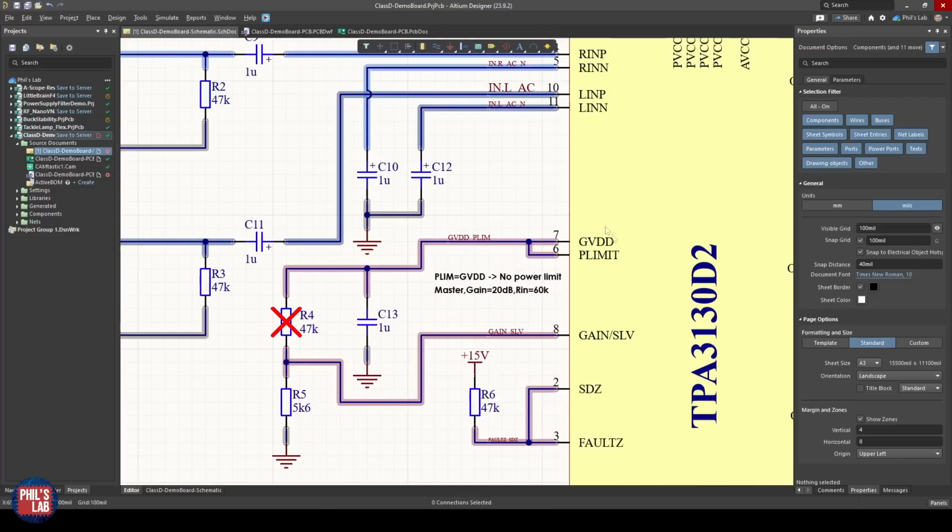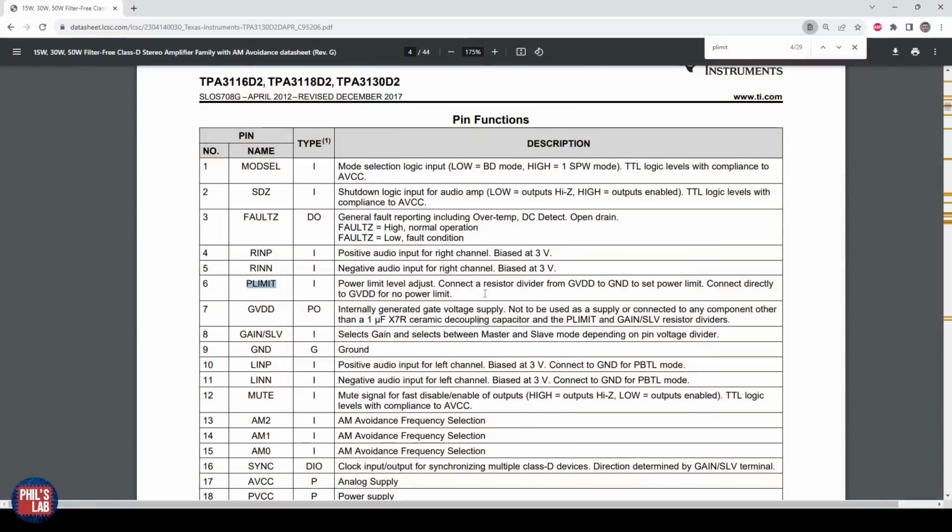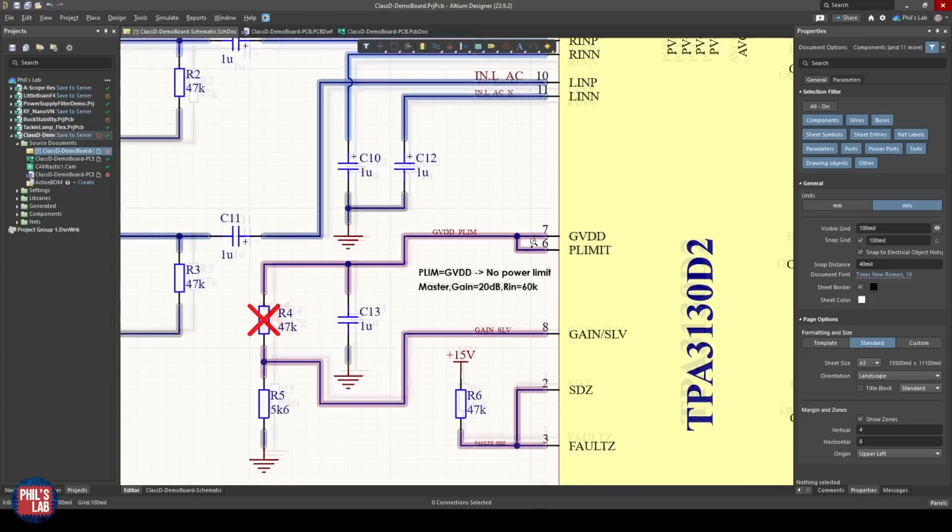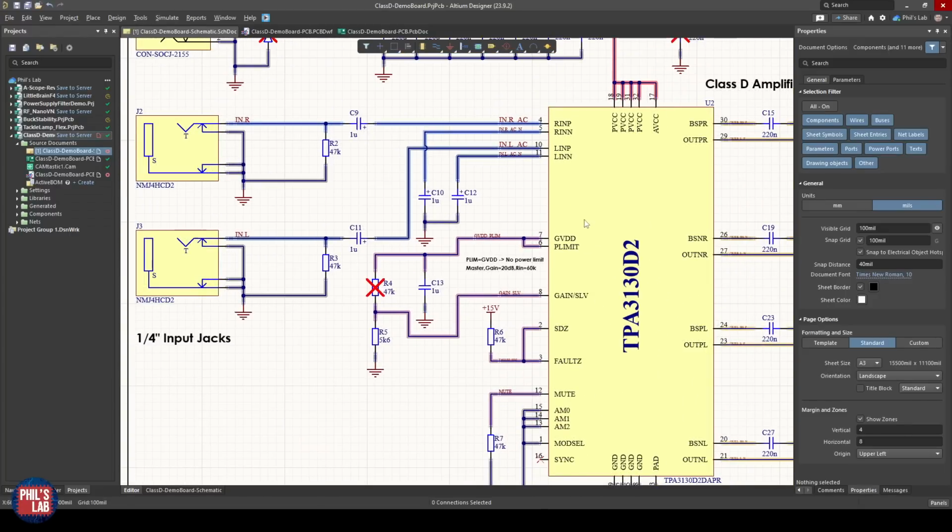Then below that, we have GVDD and P-limit. If we look for P-limit in the datasheet, we can see this is the power limit level adjust, and we need to connect a resistor divider between GVDD, that pin we just saw, and ground to set the power limit. If we connect directly to GVDD, we get no power limit, and that's exactly what I've done here, meaning we get the full 15 watts per channel.